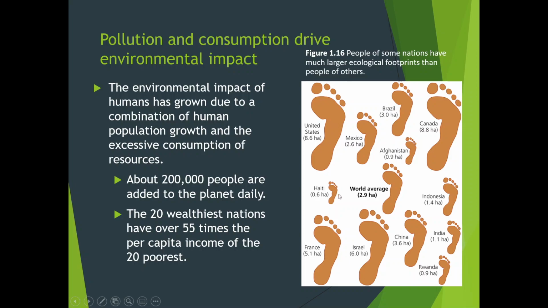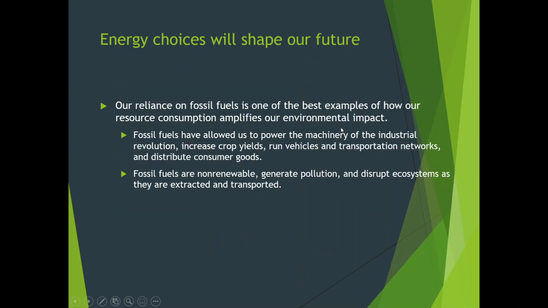And we're living a good life. And you can probably imagine the people in Haiti don't have the money to be able to spend. So the world average is 2.9, and the United States is 8.6. And you see the 20 wealthiest nations have over 55 times per capita income than the poorest. So it's really a money thing, going on who can buy and purchase all those natural resources.